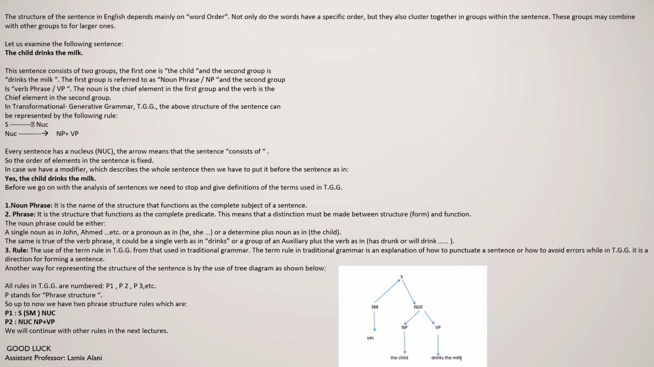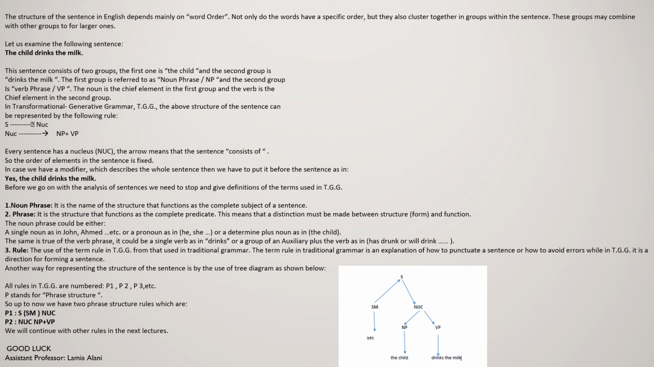The noun phrase could be a single noun, as in John or Ahmed. It could be a pronoun, as in he or she. It could be a determiner, or we call it article, plus a noun, as in the child. This is the reason why we call it noun phrase and not noun. Because if I say a noun only, then I have only John or Ahmed, but I cannot say a pronoun, he or she. I cannot say the child. So it is a very comprehensive term that covers three cases: a single noun, a pronoun, or an article plus noun, or a determiner plus noun.